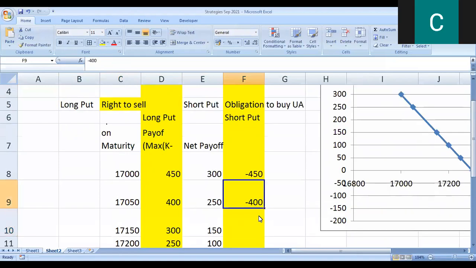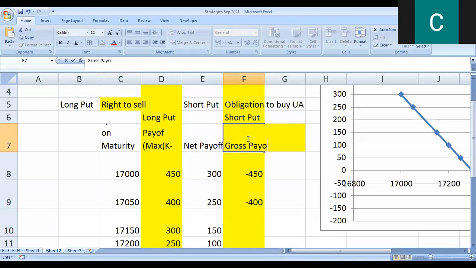So is it a loss for him or not? Loss. It's a loss. So the simple logic is that the short position holder's payoff is just a mirror image of the long position holder's payoff. If he is in the profit zone, the other is in the loss zone. It is the gross payoff.